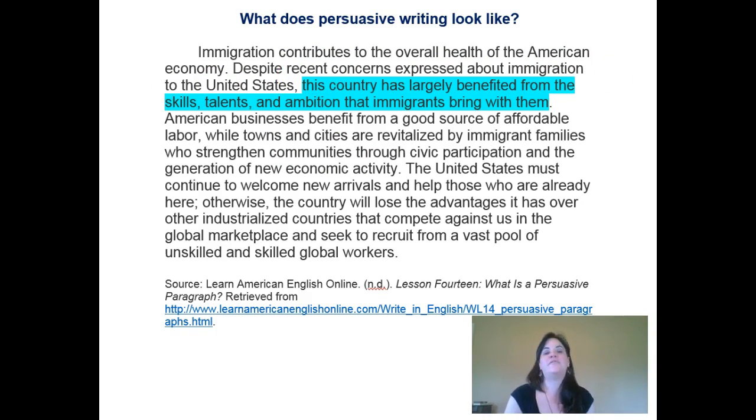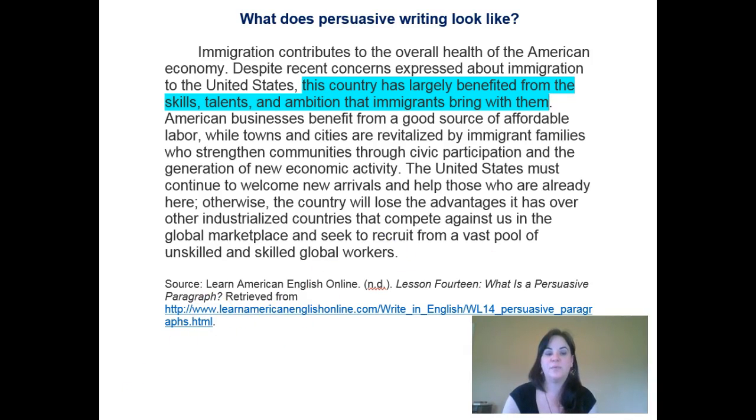The rest of the paragraph provides evidence as to how this country has benefited from immigrants. We get a source of affordable labor, towns and cities are revitalized, immigrants participate and generate new economic activity. Notice that this paragraph does give us the opinion that immigration is a good thing, but it is backed up by reasons why. This paragraph is really using that logical appeal, using facts and appealing to a sense of reasoning.